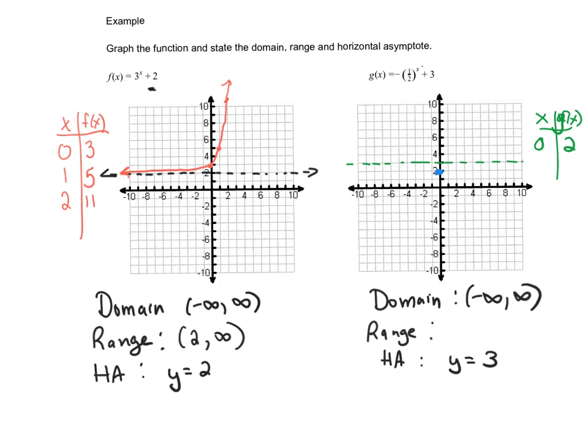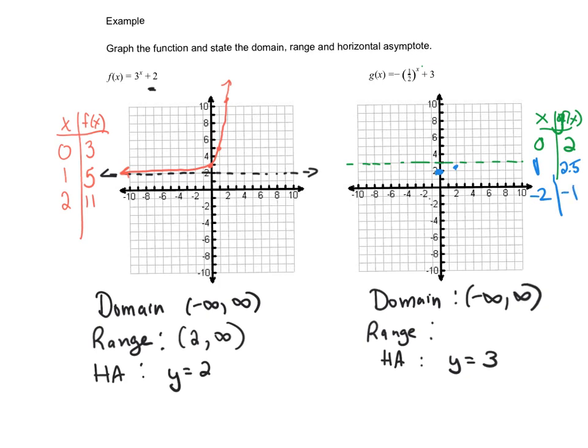Let's pick, say, 1. If I pick 1, 1/2 to the 1 is 1/2, so that makes it -1/2. -1/2 plus 3 is 2.5. So at 1, it is at 2.5. Let's do a -2. 1/2 to the -2 will flip it, so it will become -4. -4 plus 3 is -1.